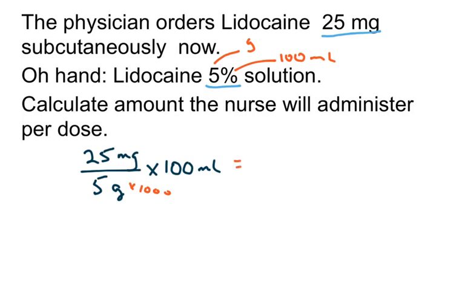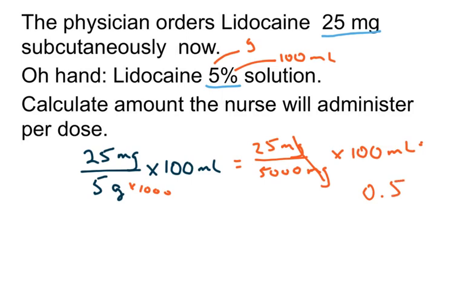So our new problem would be 25 milligrams ordered. What you have on hand now is 5,000 milligrams, because we changed it, times 100 milliliters. And now they match so that you can do your math. So 25 divided by 5,000 times 100 gives me 0.5 milliliters.